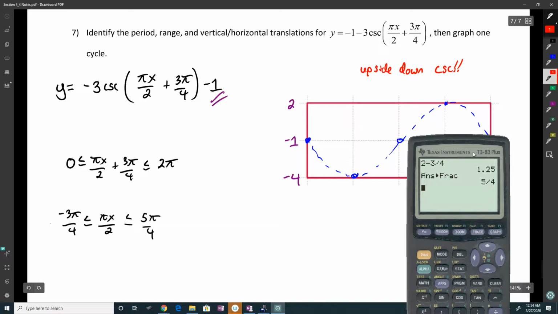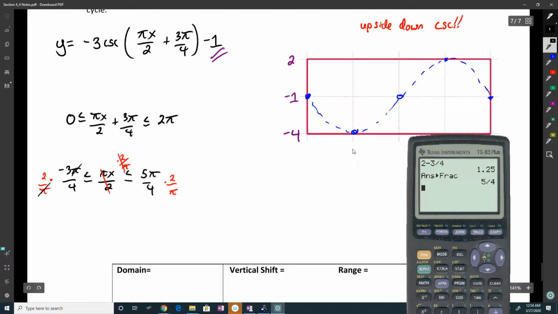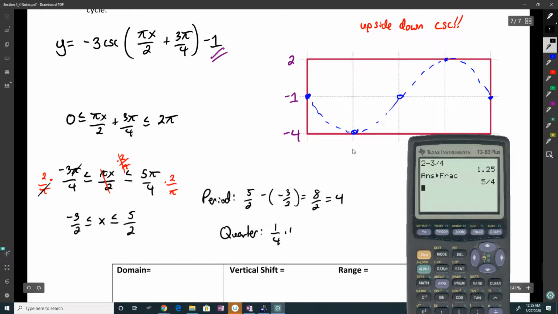Then I'm going to multiply it by 2 over pi. So the pi's cancel, and the 2 over 4 is just a half, so we end up with -3/2 x, and then the pi's cancel, so 5/2. If you want to find your period, it's just 5/2 minus -3/2, which is 8/2, which is 4. So the length of each quarter is just 1/4 times 4, which is 1.